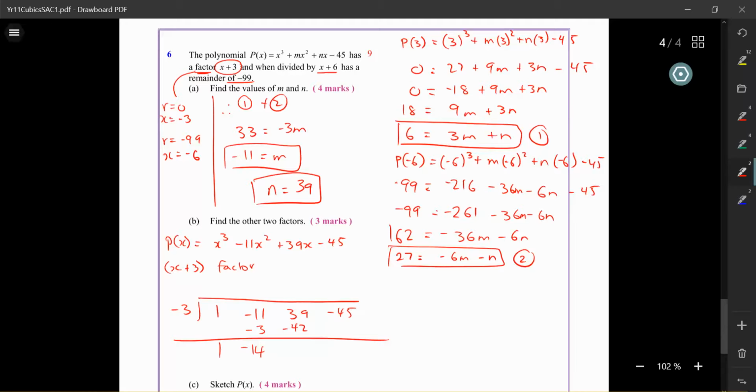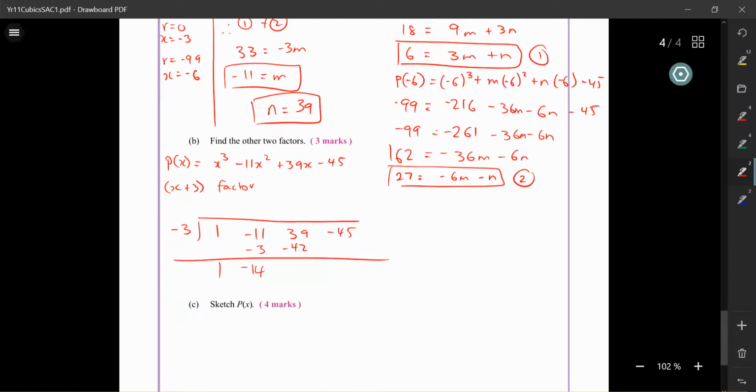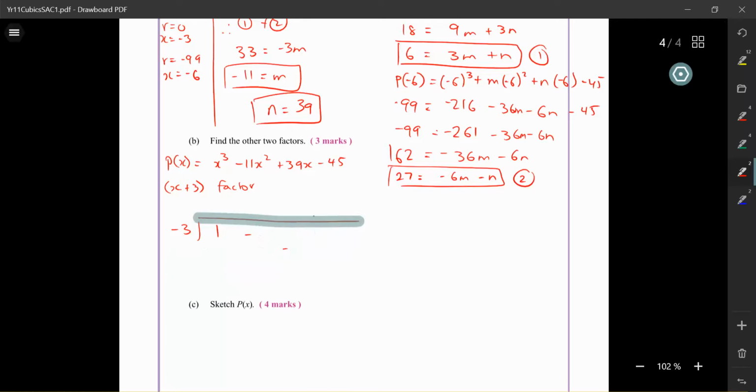Why doesn't it work? 1, negative 11, 39, negative 45. Am I doing it wrong? What's going on? It's minus 3. Why is this plus 9? That's not right. Something's wrong. Negative 11 minus 3. No, something's wrong. I don't know where I made my mistake.